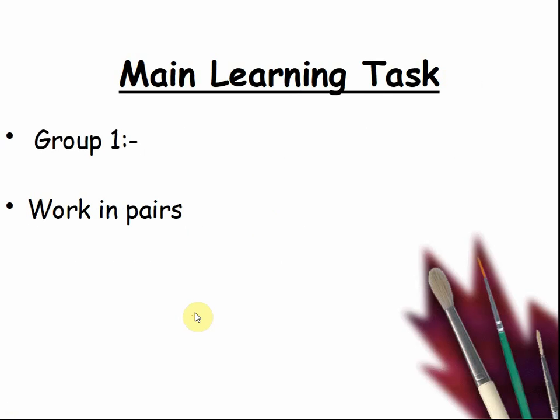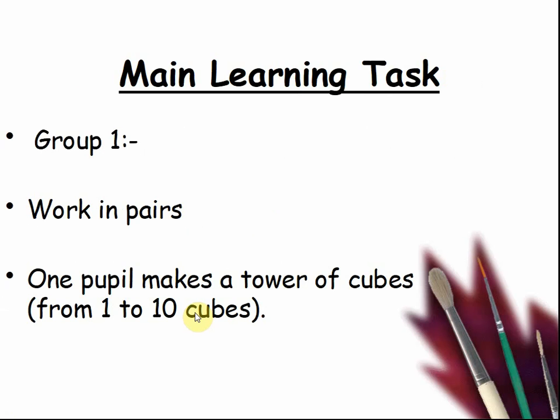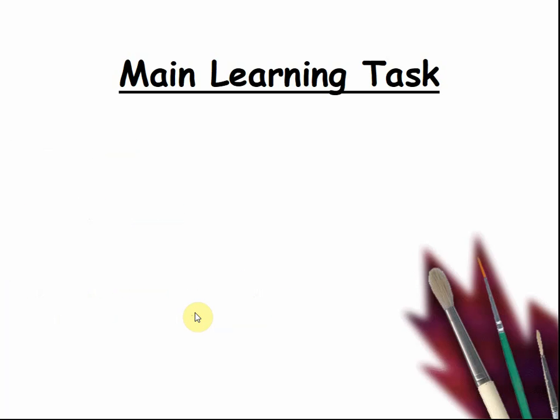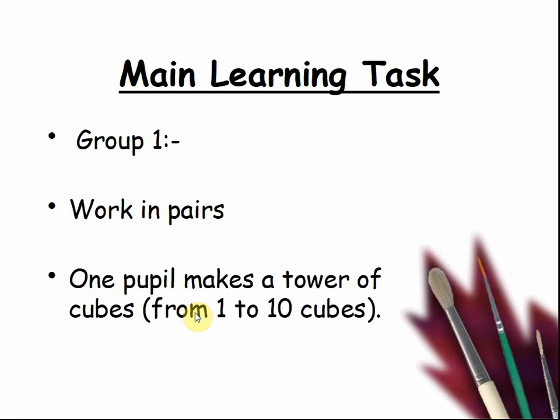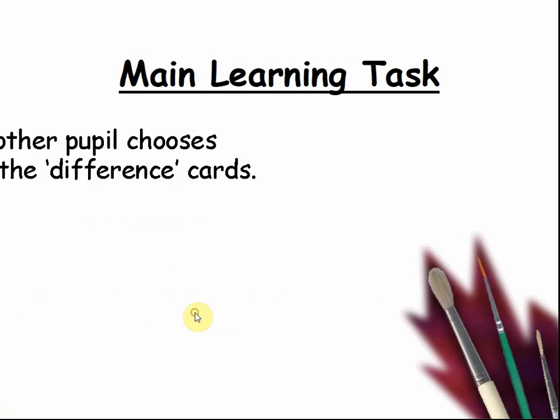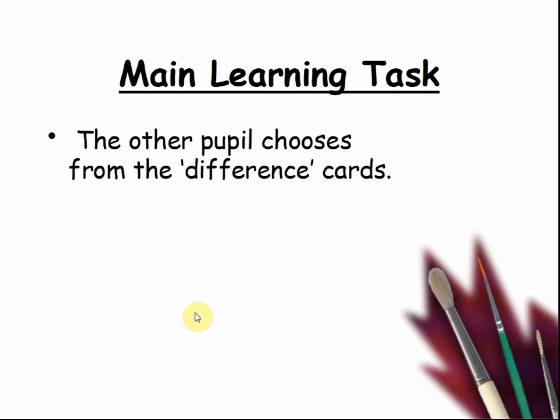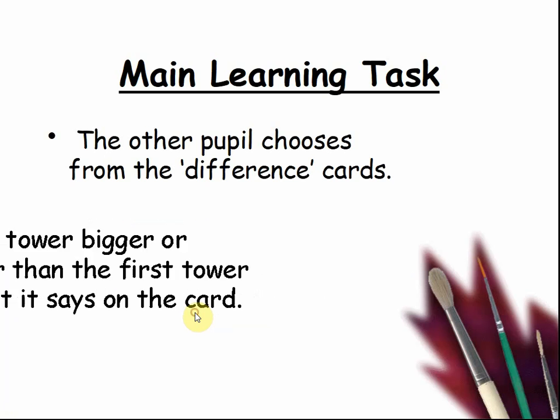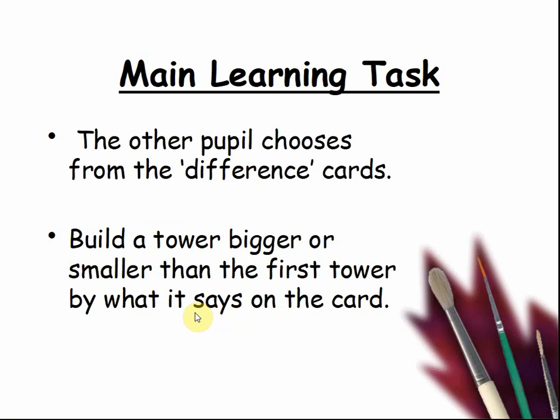Group 1. Work in pairs. One pupil makes a tower of cubes from 1 to 10 cubes. The other pupil chooses from the difference cards. Build a tower bigger or smaller than the first tower by what it says on the card. So if it says +2, you take your tower and you build it +2.